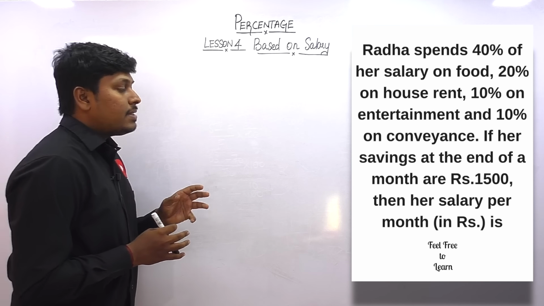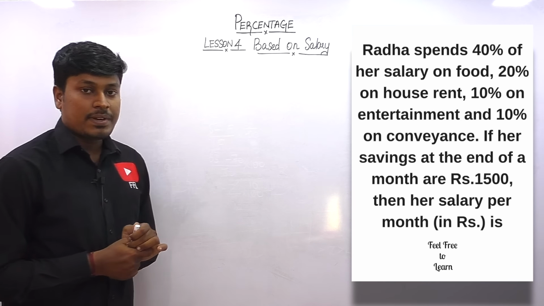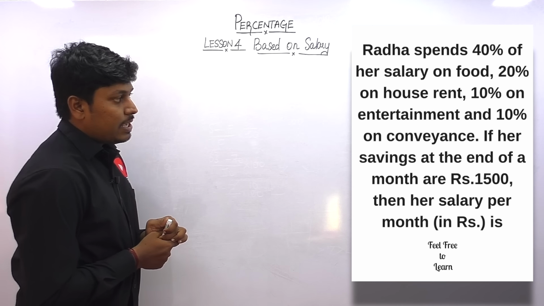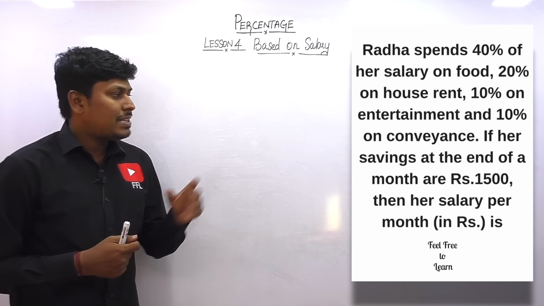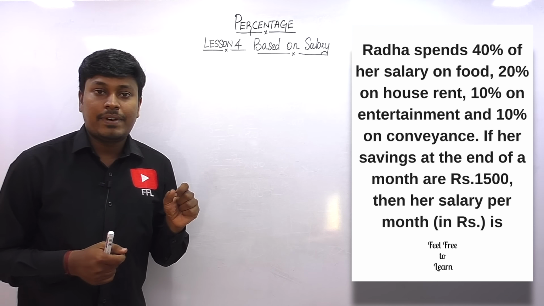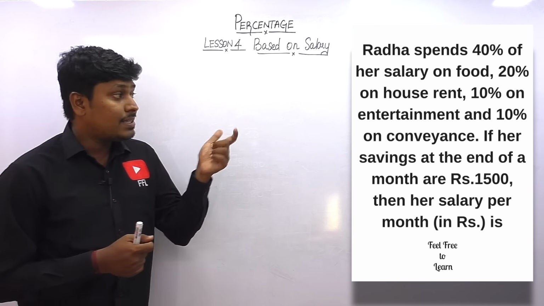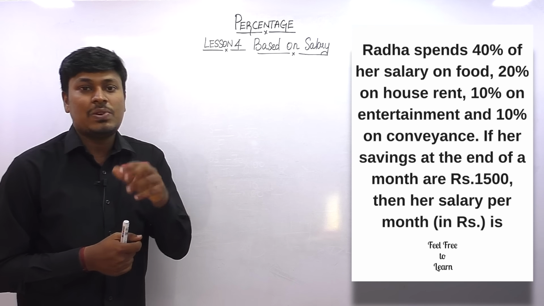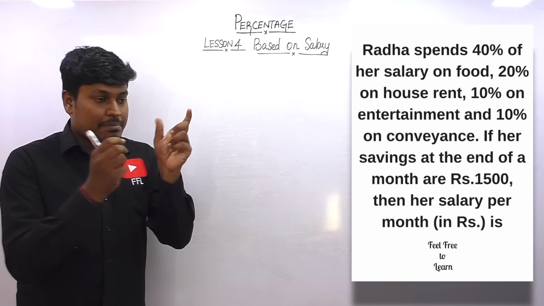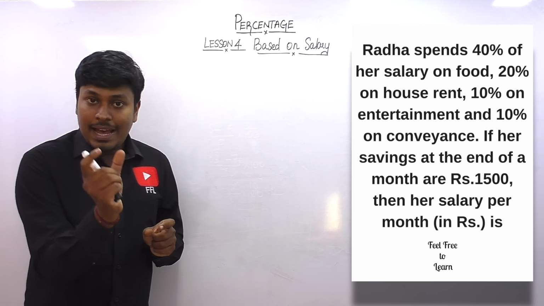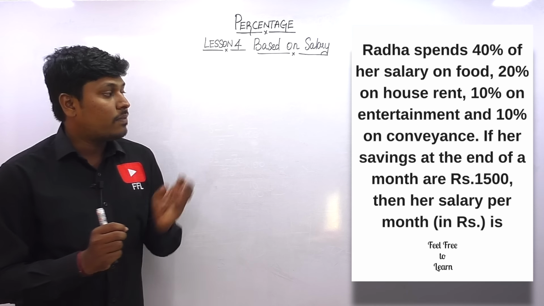Question number 1. Radha spends 40% of her salary on food, 20% on house rent, 10% on entertainment and 10% on conveyance. If her savings at the end of the month are rupees 1500, then her salary per month is. So friends, after reading this question, what is our target? Our target is to find the salary of the person Radha. But what data have they given? From Radha's salary, she is spending first 40% on food, 20% on house rent, 10% on entertainment and another 10% on conveyance. After spending this much percentage, she has 1500 cash with her. By using this data, our target is to find the salary of Radha.